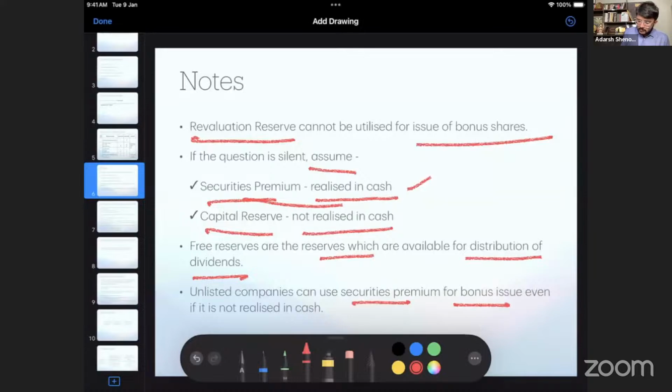Unlisted companies can use securities premium for bonus issue even if it is not realized in cash. So, as I told you, securities premium can be used for issue of bonus shares in the case of unlisted companies, even if it is not realized in cash. So, you can take these points down quickly.